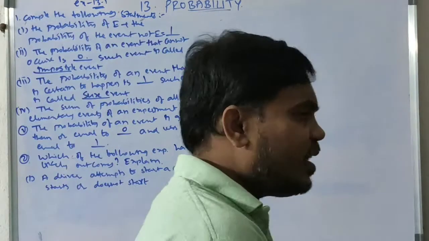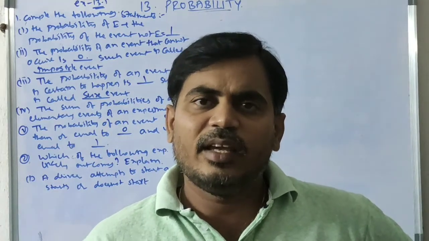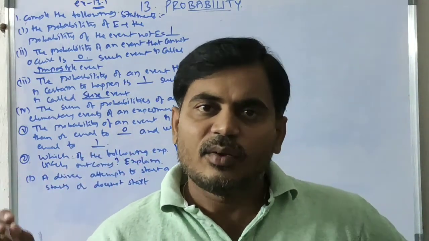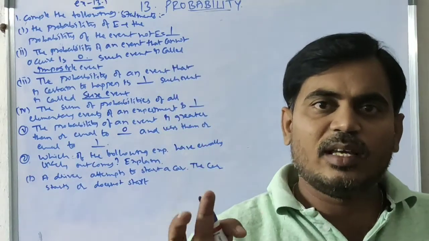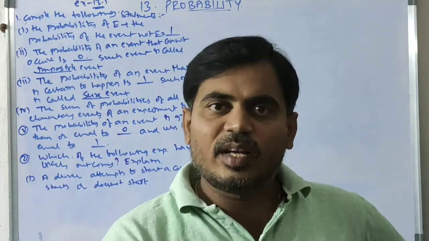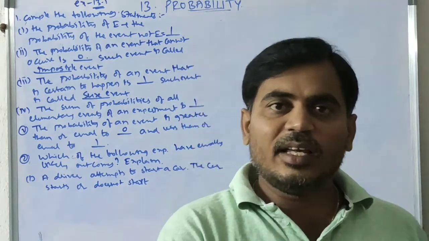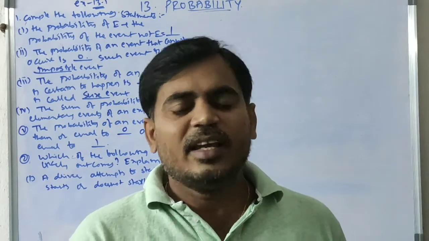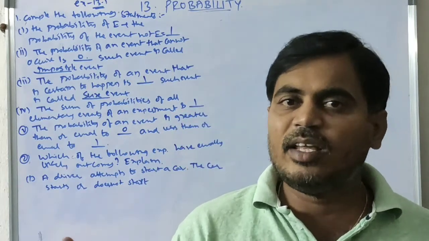A driver attempts to start a car. Actually, the person is attempting to start a car, so most probably it will start. If you observe so many vehicles being started, they usually start. It seems there are two choices, either it starts or does not start. It seems equally likely, but the chance of starting is greater than the chance of not starting. So automatically it is not equally likely.